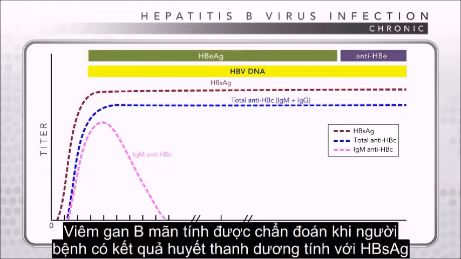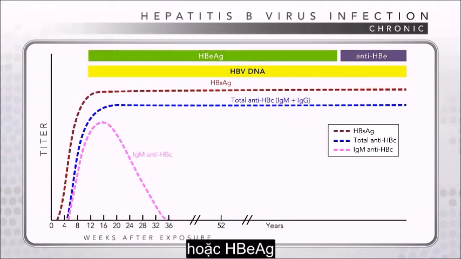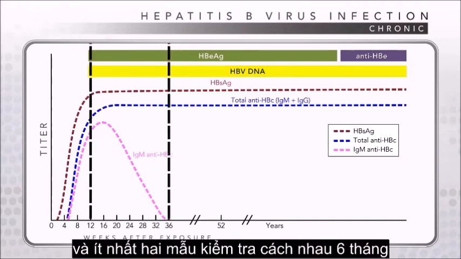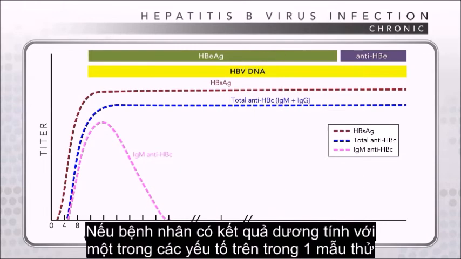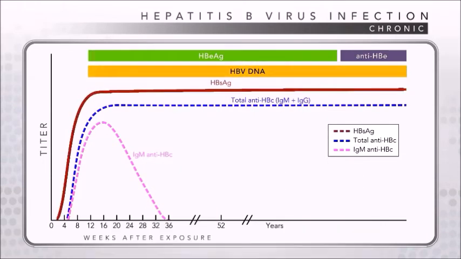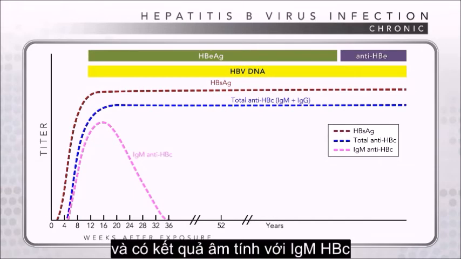Chronic HBV infection is diagnosed when a patient has a positive serologic test result for either HBsAg or HBeAg or HBV DNA on at least 2 separate samples 6 months apart, or when a patient has a positive test for any one of these on a single sample, and has a negative test for IgM anti-HBc.